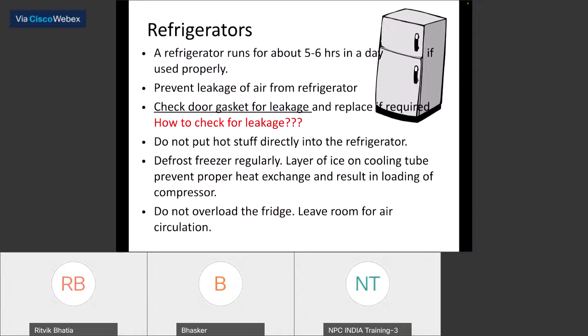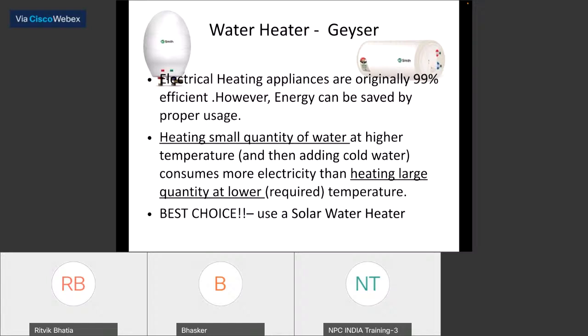There is no need to put masala inside the fridge. So please do not overload the fridge, and do not overload the fridge all the time.